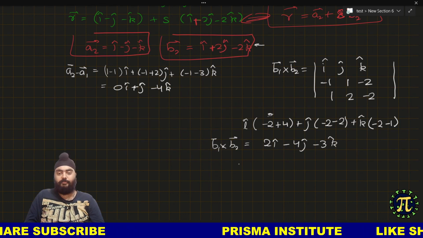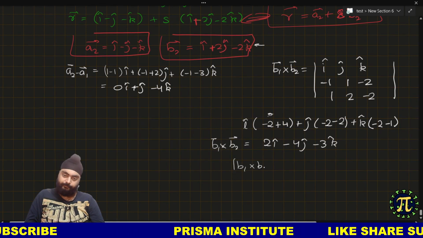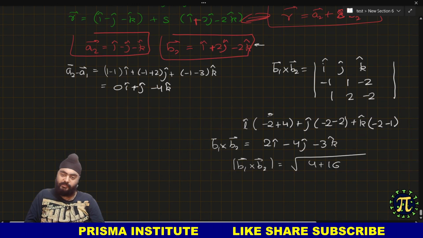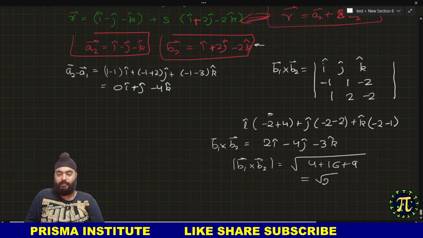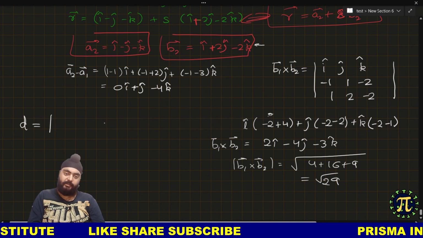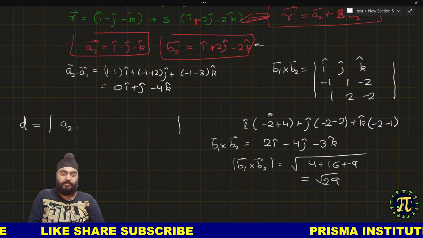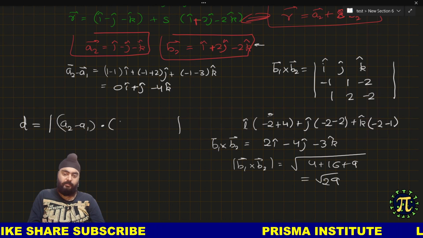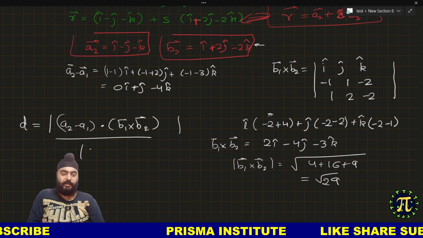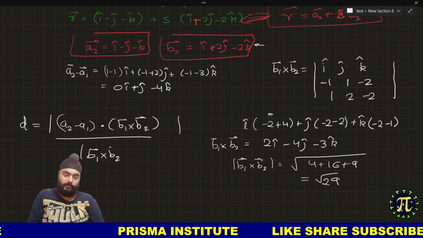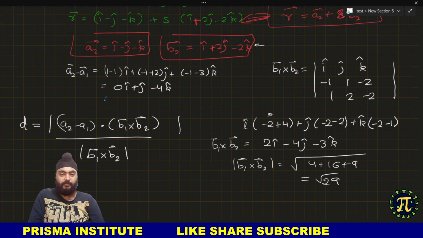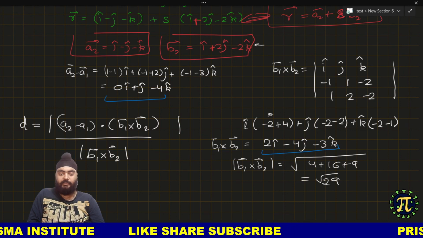Now we can find the magnitude of b1 cross b2, which is 4 plus 16 plus 9, square root 29, and the distance between skew lines is defined as modulus of a2 minus a1 dotted with b1 cross b2, divided by magnitude of b1 cross b2. So we have to take the dot product between these two vectors. Where are these two vectors written? Here they are. Okay, we take the dot product between these two vectors.